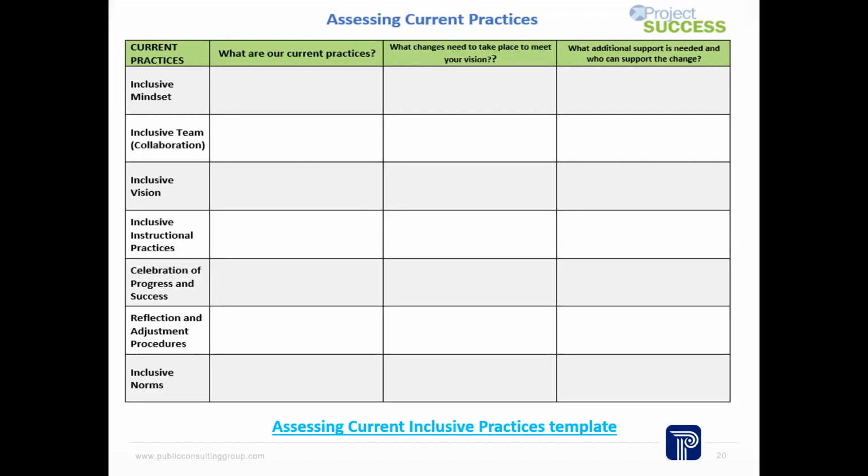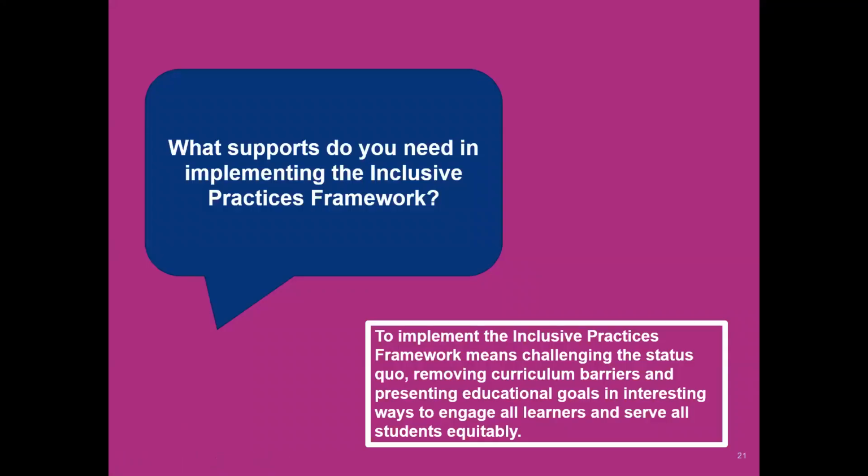All right, so let's reflect a little bit on what supports are really needed. It's so important as we think through what supports you need in implementing this inclusive framework. That statement down on the bottom: to implement the inclusive practices framework means you're challenging that status quo. So really having to identify what that need for change is and being honest about where we are in the process. Removing any curriculum barriers, really thinking through universal design for learning, and then presenting those goals that align with that. How are we going to engage all of our learners and serve students in a really equitable way?